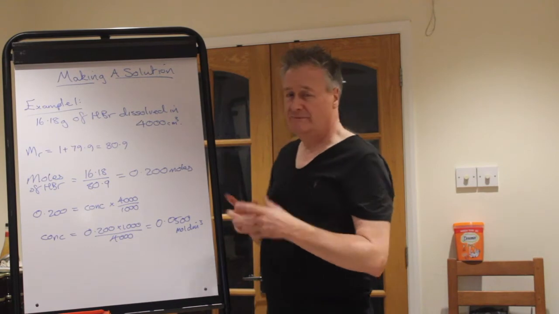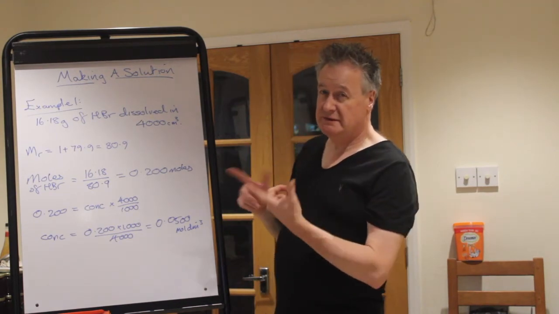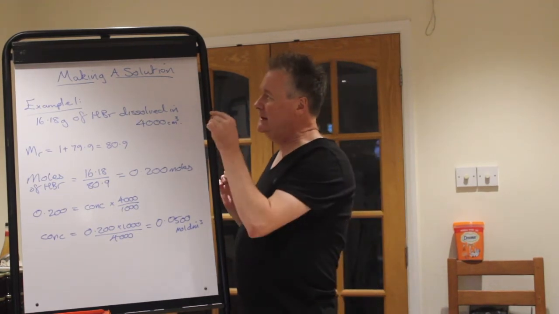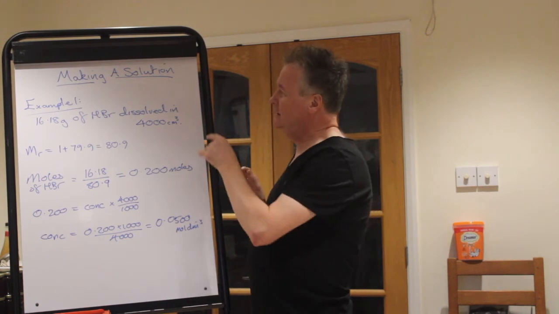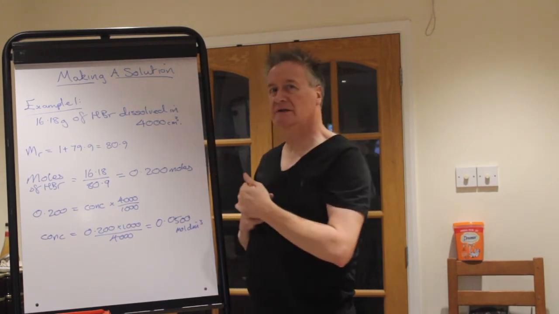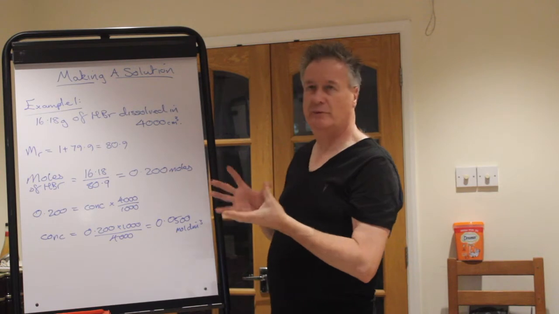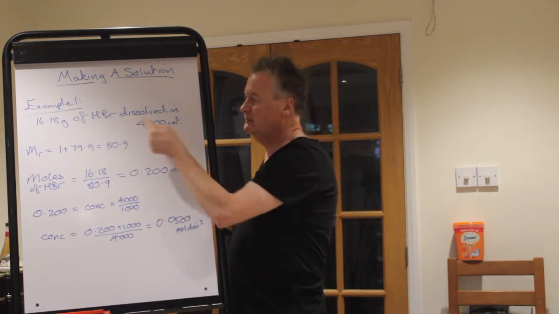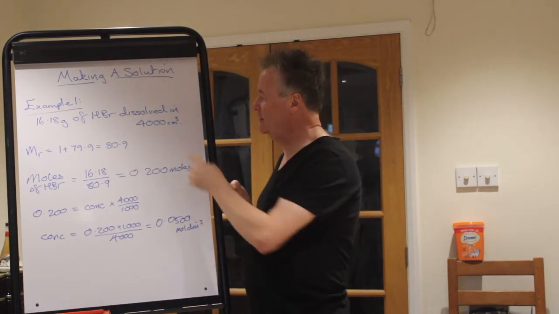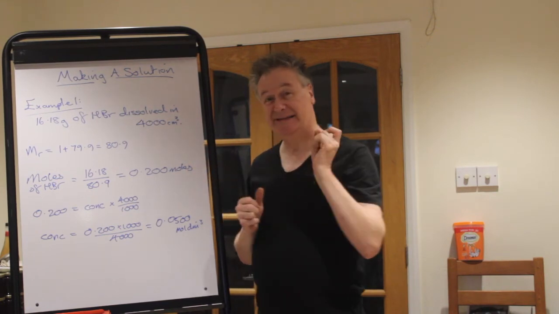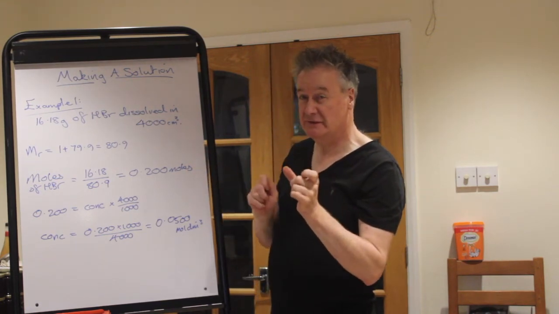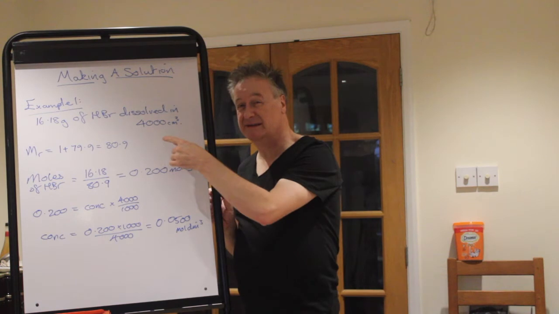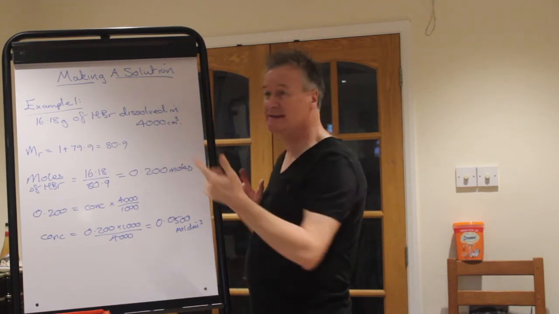So here's example 1. It's very similar to the ones on the sheet if you've printed the sheet out already, except this one's not on the sheet. The question is, what is the concentration of the HBr solution? There are 16.18 grams dissolved in 4,000 cubic centimetres. That is supposed to be exactly 4,000. I don't want to get into significant figures where this is treated as one significant figure. And it's water as well.